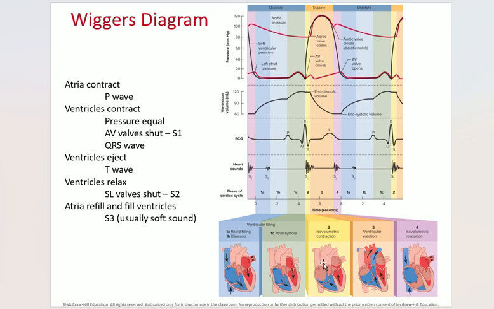S1, your AV valves shut. S2, your semilunar valves shut. So S1 right here, AV valves shut. S2, semilunar valves shut. And that's what gives you that lub and that dub. So S1 at the S right here on the QRS is going to give you that lub sound, and then S2 at the end of the T on the ECG is going to give you that dub sound. So we got lub dub, lub dub, lub dub right there.